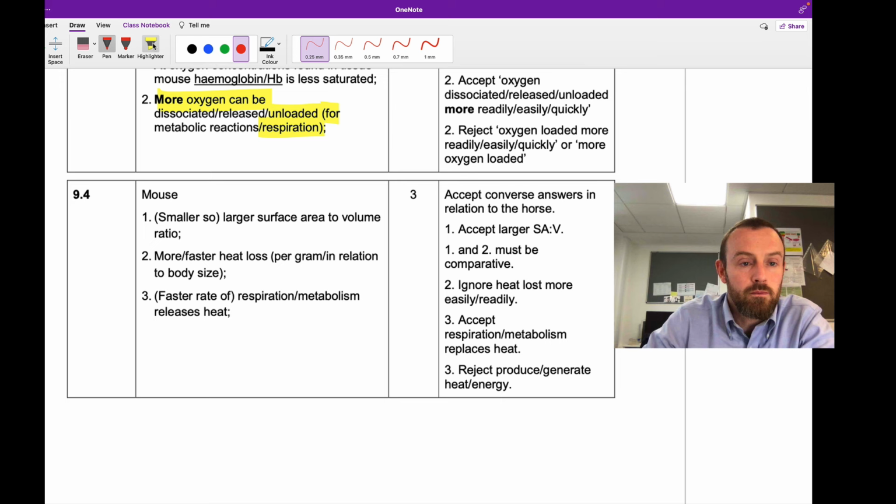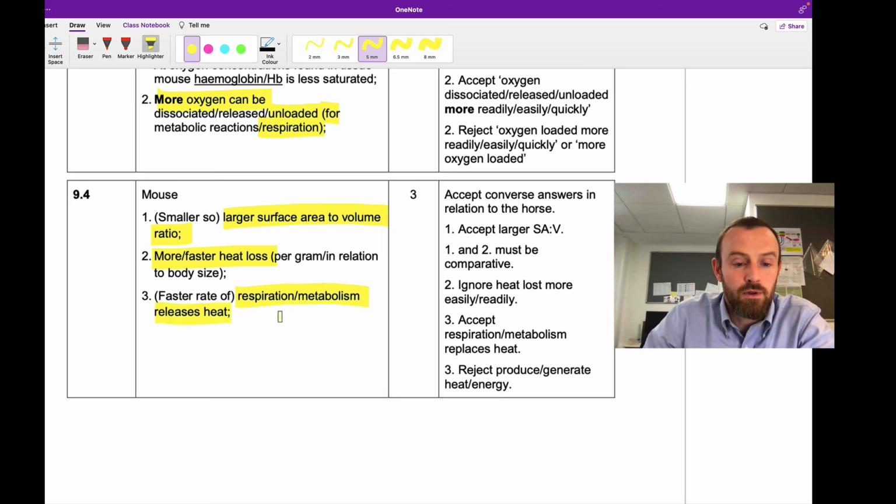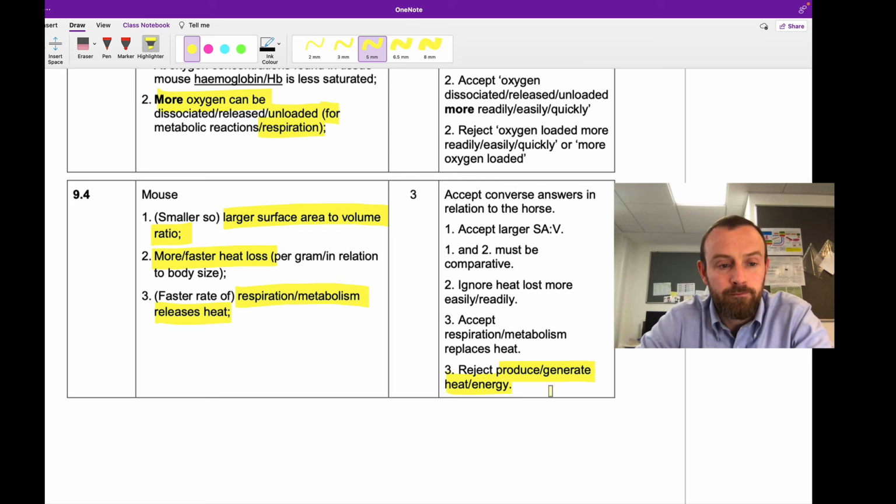So for the mouse, larger surface area to volume ratio, faster heat loss, and then a greater rate of respiration or metabolism to release heat or produce or generate heat. There we go. Pause if you need to, and then we're going to move on.